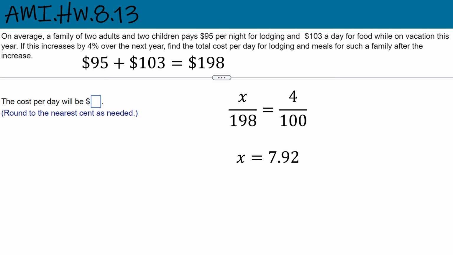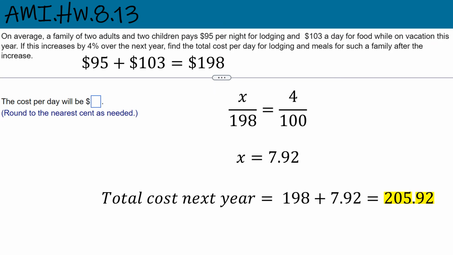Except in this problem, it's asking us for the cost next year. Is it only going to cost $7.92 next year? No. We need to take that total cost next year is going to be the 198 and add the 792. And so our total cost next year is going to be 205.92.